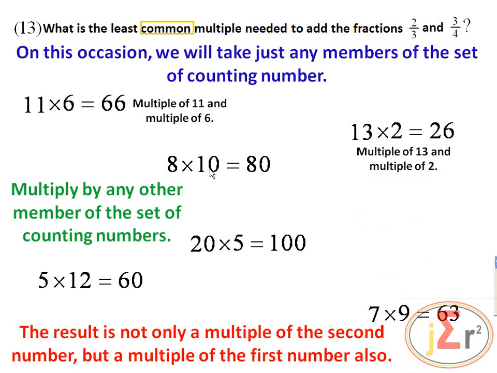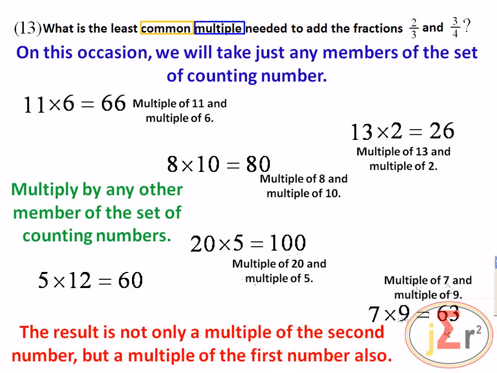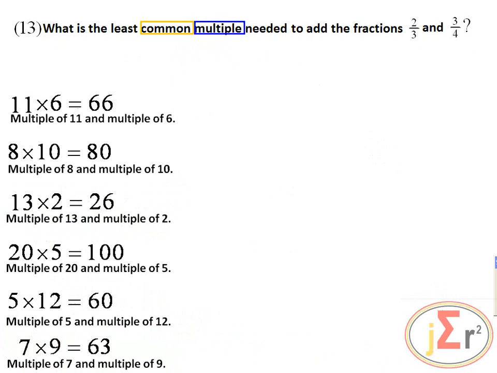80 is a multiple of 10, and 80 is a multiple of 8, 100 is a multiple of 5, and 100 is a multiple of 20, right. 63 is a multiple of 9, and 63 is a multiple of 7, right. 60 is a multiple of 12, and 60 is a multiple of 5, right, because when we multiply 5 by 12 we get 60. So 60 is a multiple of 5 and 60 is a multiple of 12. What do we know? We are making sure that when we are through, students have no difficulty in understanding multiples.